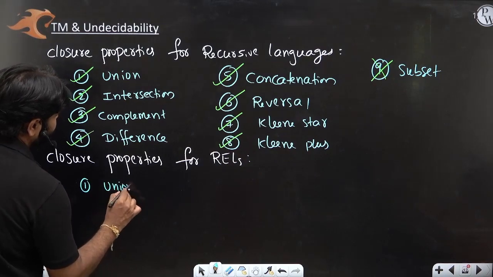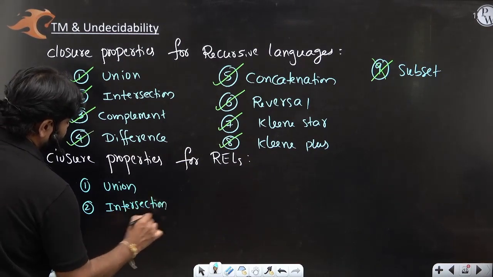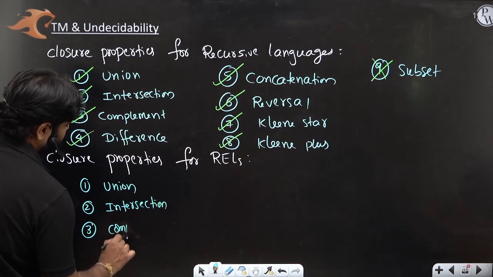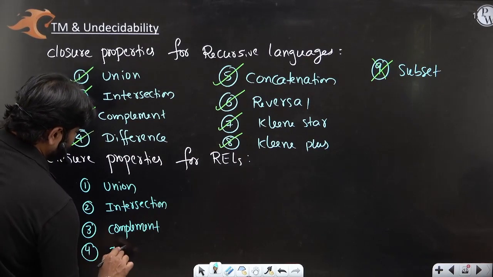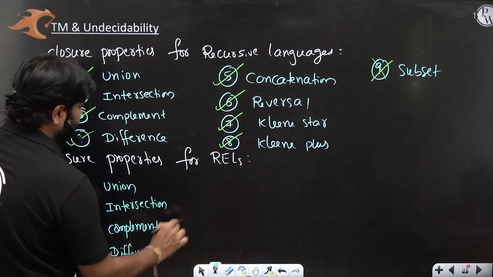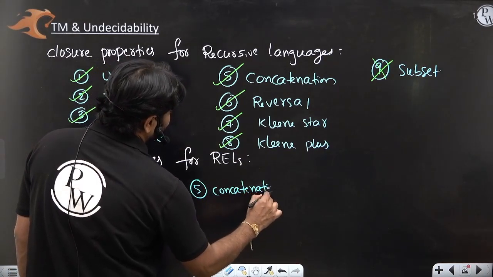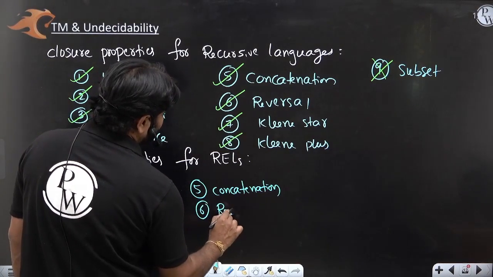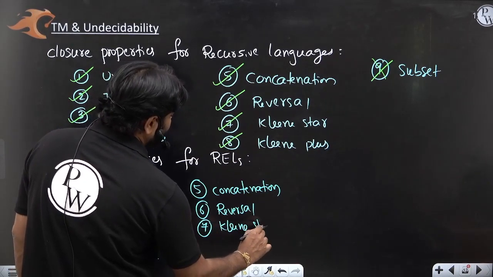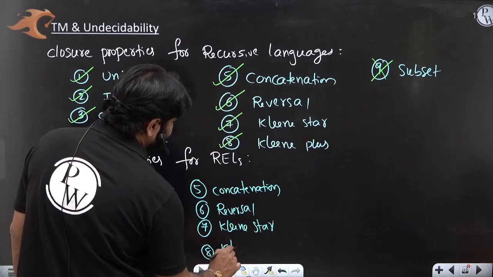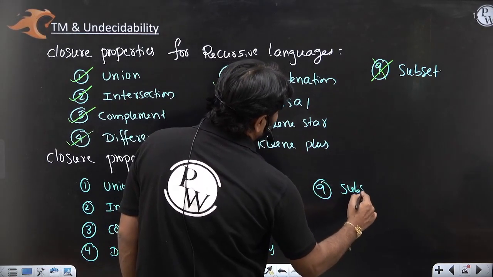Union, intersection, complement, difference, concatenation, reversal, Kleene star, Kleene plus. Anyhow, subset is not closed for all these domains, right?